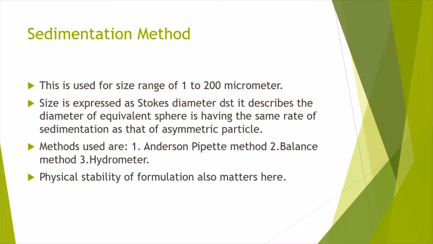So first of all, starting with the sedimentation method, it is used for the particle size range of 1 to 200 micrometer. And here size is expressed mainly in the form of Stokes diameter. And what is the Stokes diameter? It describes the diameter of an equivalent sphere having the same rate of sedimentation as that of the asymmetric particle. So here we are determining the sedimentation rate of the asymmetric particle, and based on that we are comparing or finding out the diameter of the asymmetric particle relative to that of the symmetric particle.